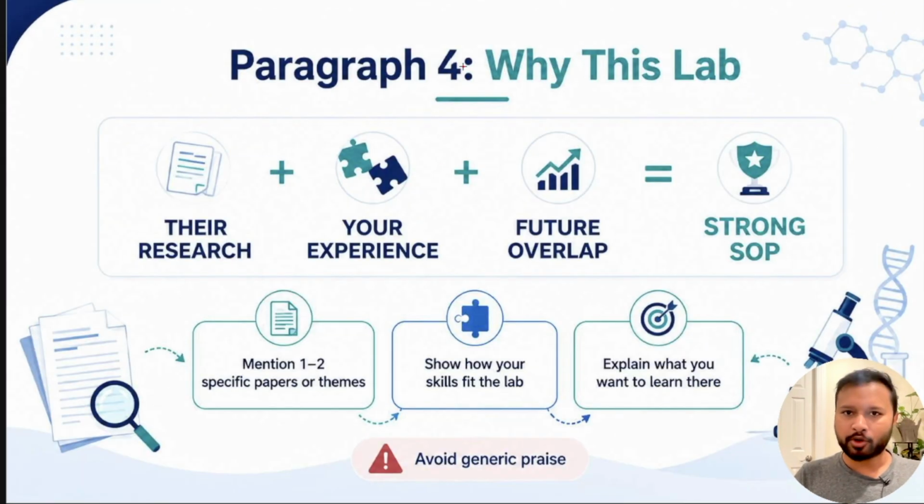The most important paragraph is paragraph 4, where you are going to talk about why that particular lab. So this paragraph should include these three things. Their research: you should have done a good survey or literature review of their research, and have a good idea about what research they are doing. Then your own experience, what experience you are coming with, so your PhD work.